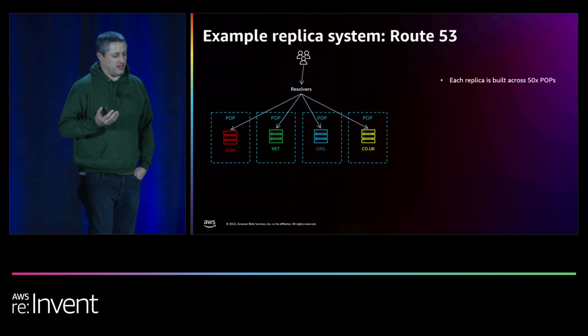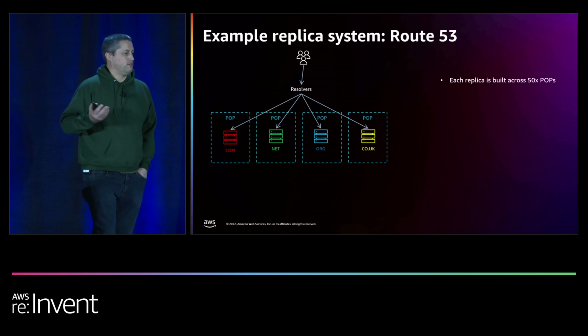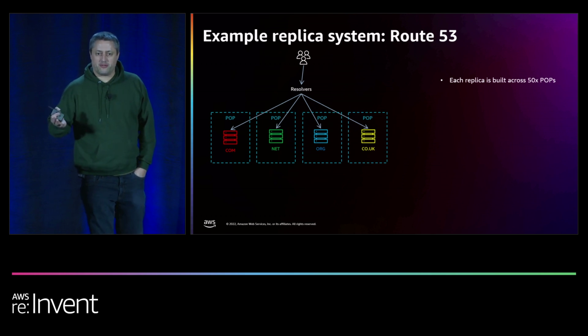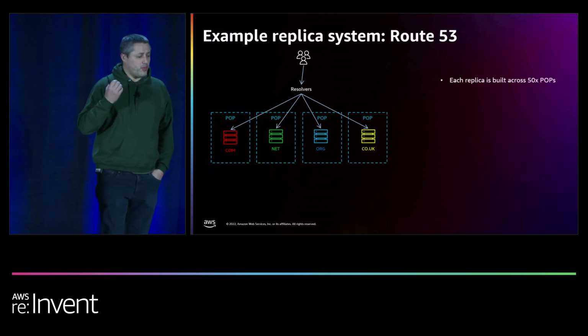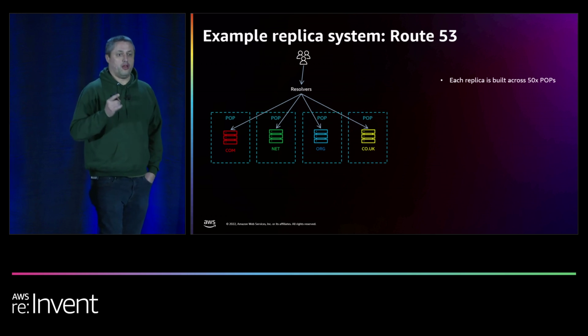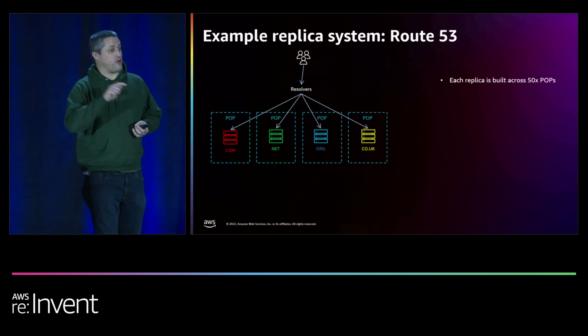So just to give an example of a real-life system that is like this and very visibly like this in public, if you've ever used Route 53 and you create a hosted zone, you get given 4 name servers. The 4 name servers live on, you'll see their names, com, net, org, and co.uk. And what that's telling you is which of our replicas they're running on.